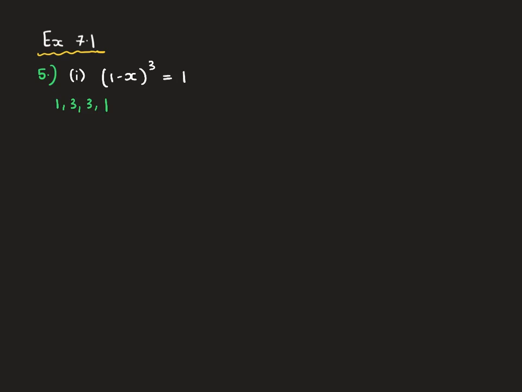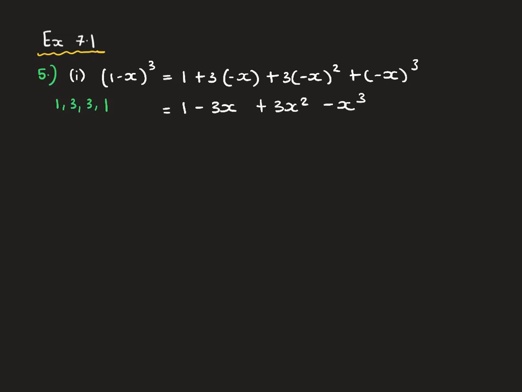So my first term is 1, I've then got 3 multiplied by negative x, 3 multiplied by negative x squared, and then negative x all cubed. So this gives me 1 minus 3x plus 3x squared minus x cubed for part 1.